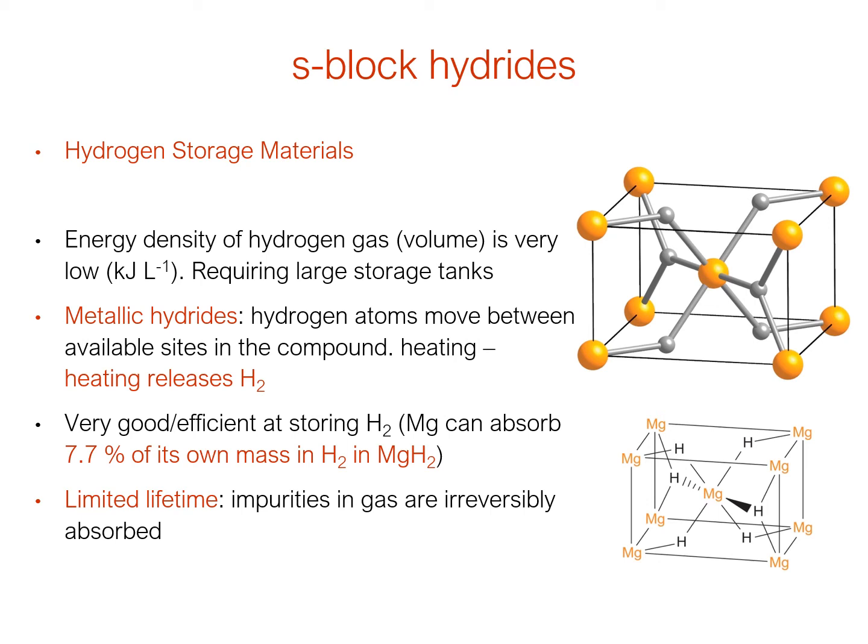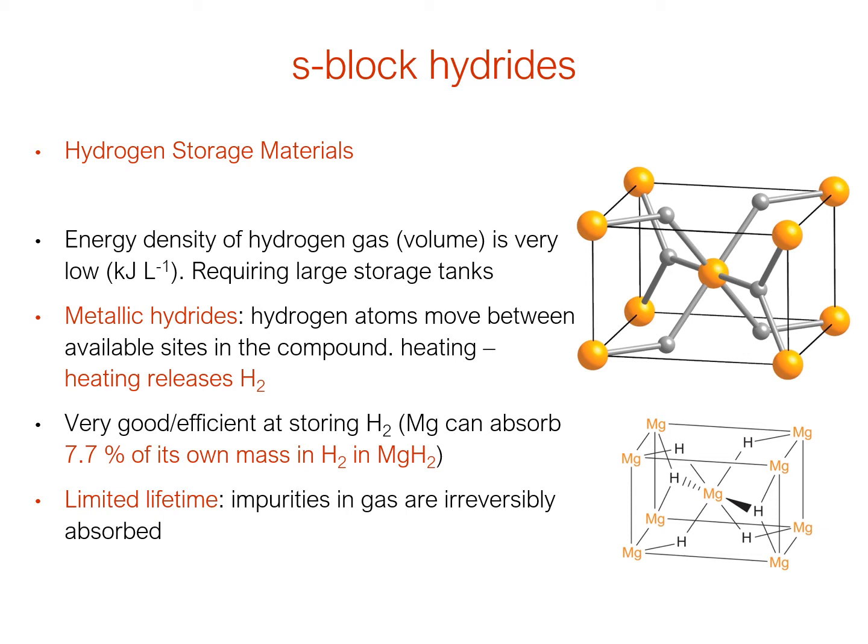There is a good use for s-block hydrides, and that is as hydrogen storage materials. If you remember back to, I think it was the last slide of the first video, I was talking about the hydrogen economy and how hydrogen can be used as a fuel because it's very energy dense when you think of it in mass. But when you look at energy density on a volume scale, one of the big problems is that it's very hard to get hydrogen gas into a vehicle in a useful amount.